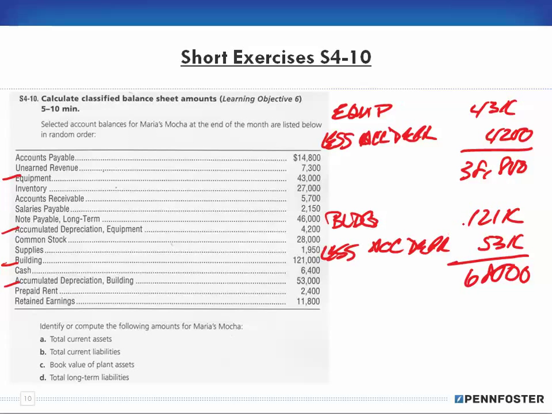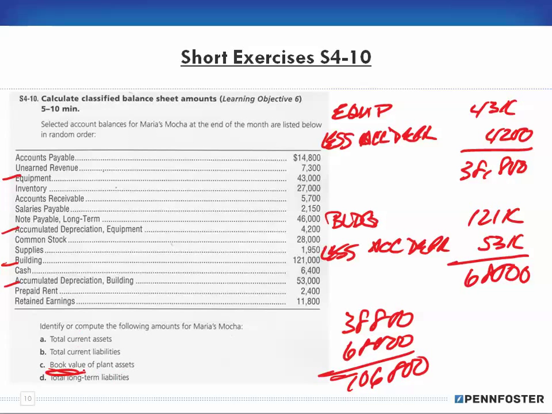Okay, and it's the book value of plant assets. So those are the book values of those plant assets, and the total would be the 38,800 plus 68,000, which gives us $106,800 as our total book value. It's only asking for the book value of the plant assets, and I realize that the solution is showing it in a slightly different manner, and that's just a matter of interpretation, as to whether you would have a total book value or you're just looking at the book value of individual assets.